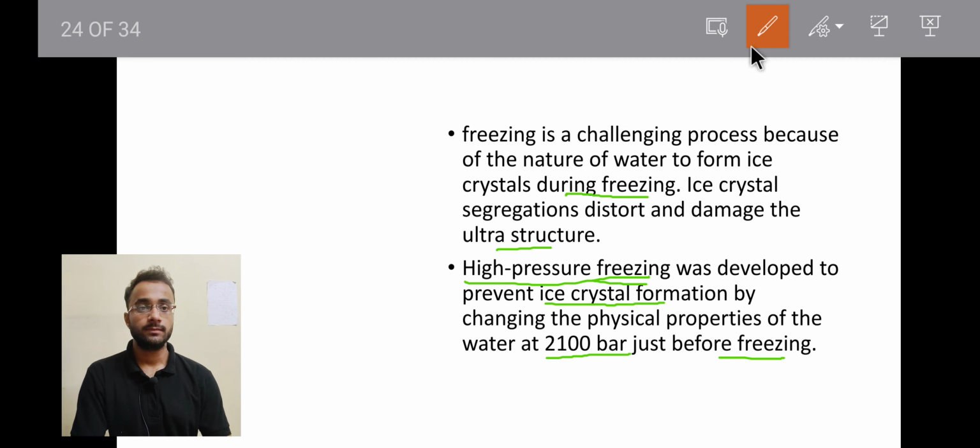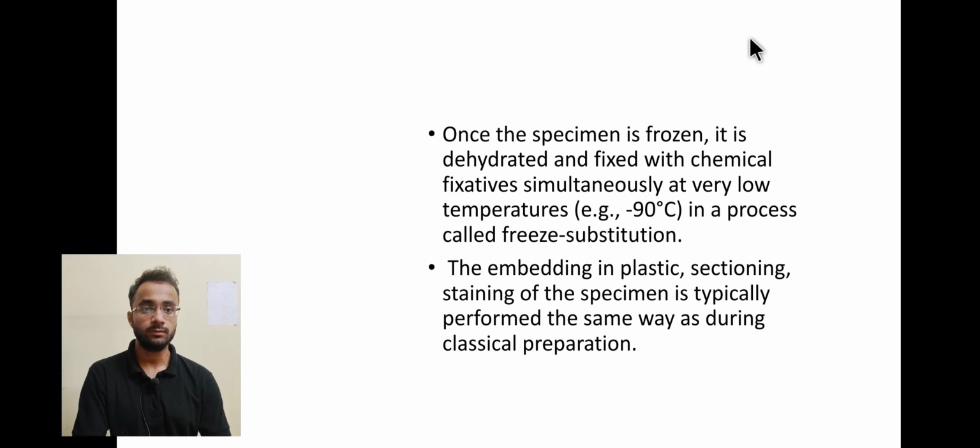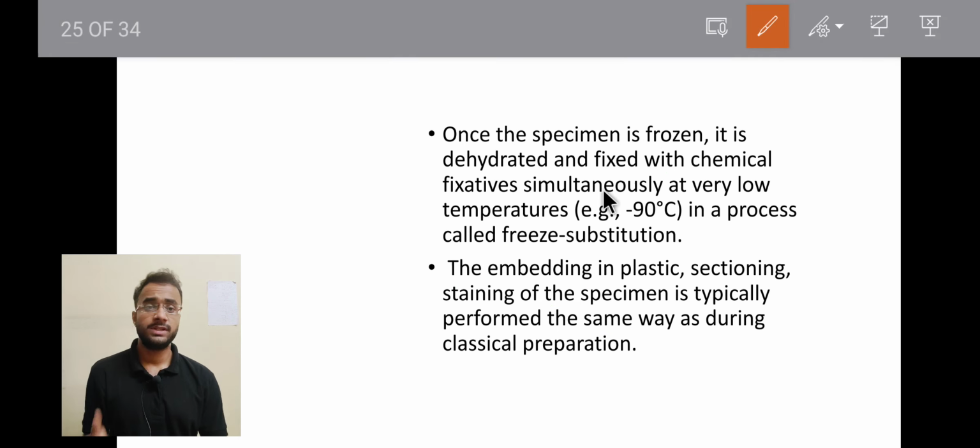Once the specimen is frozen, it is dehydrated, again with the help of ethanol, and fixed with chemical fixatives simultaneously at a very low temperature, that is -90 degrees Celsius. This cryopreservation preparation is a process called freeze substitution.